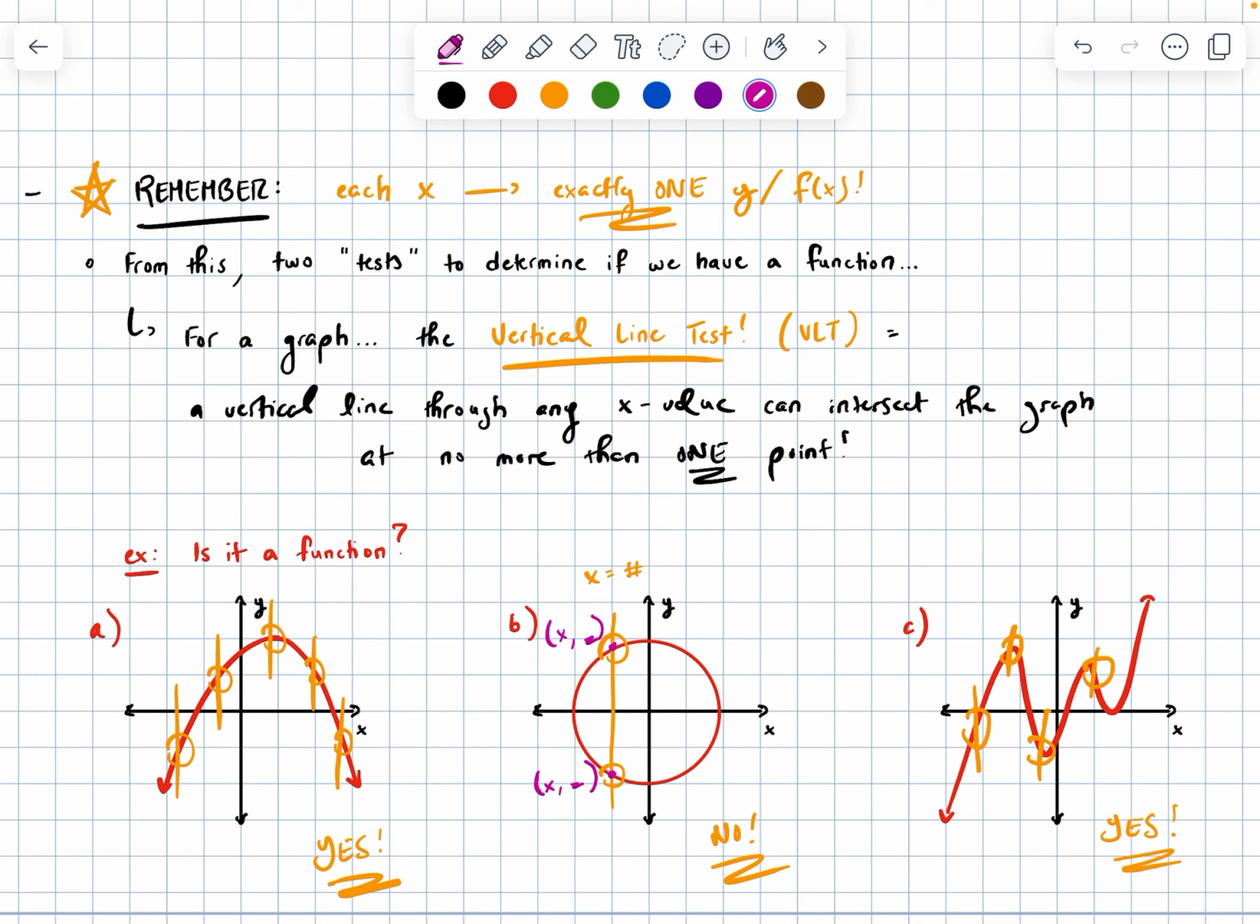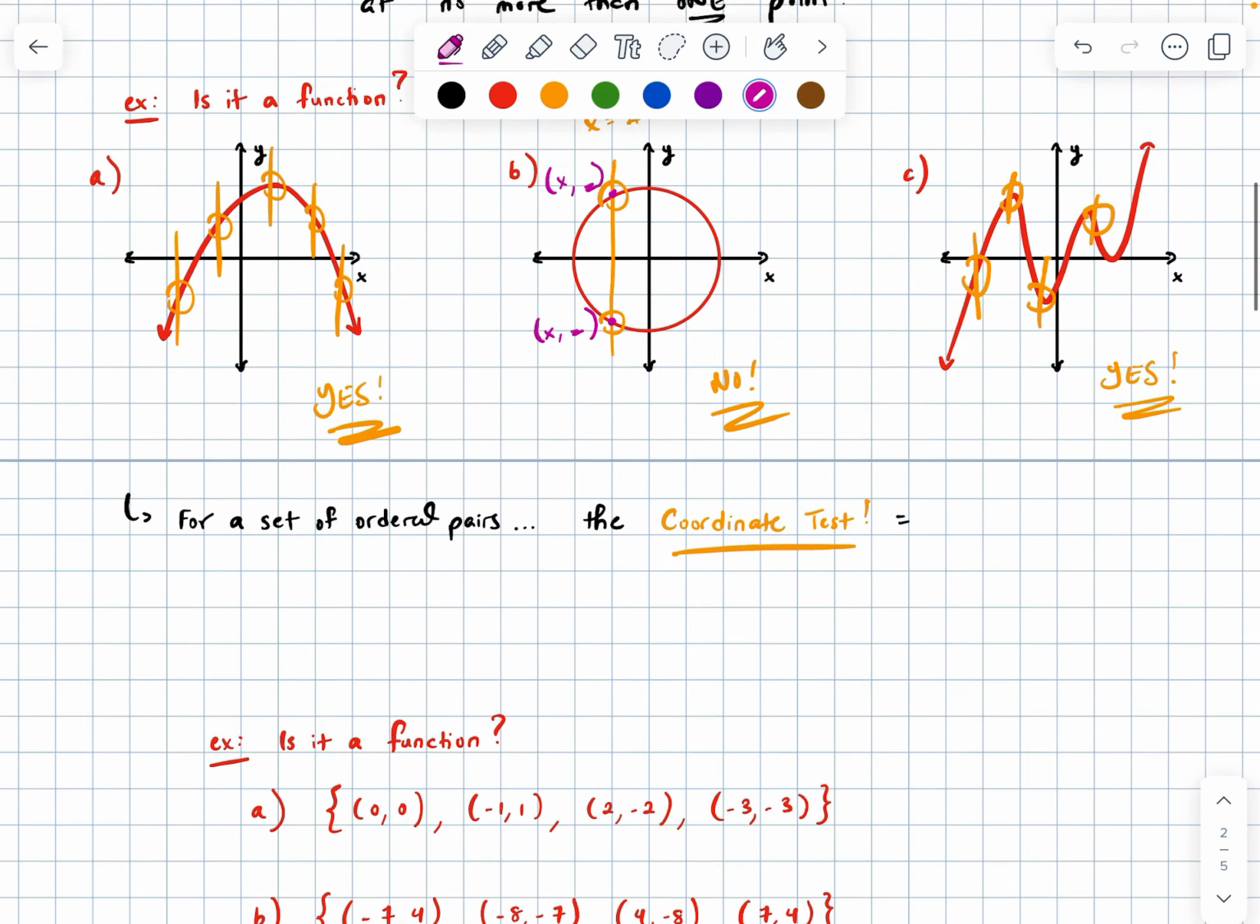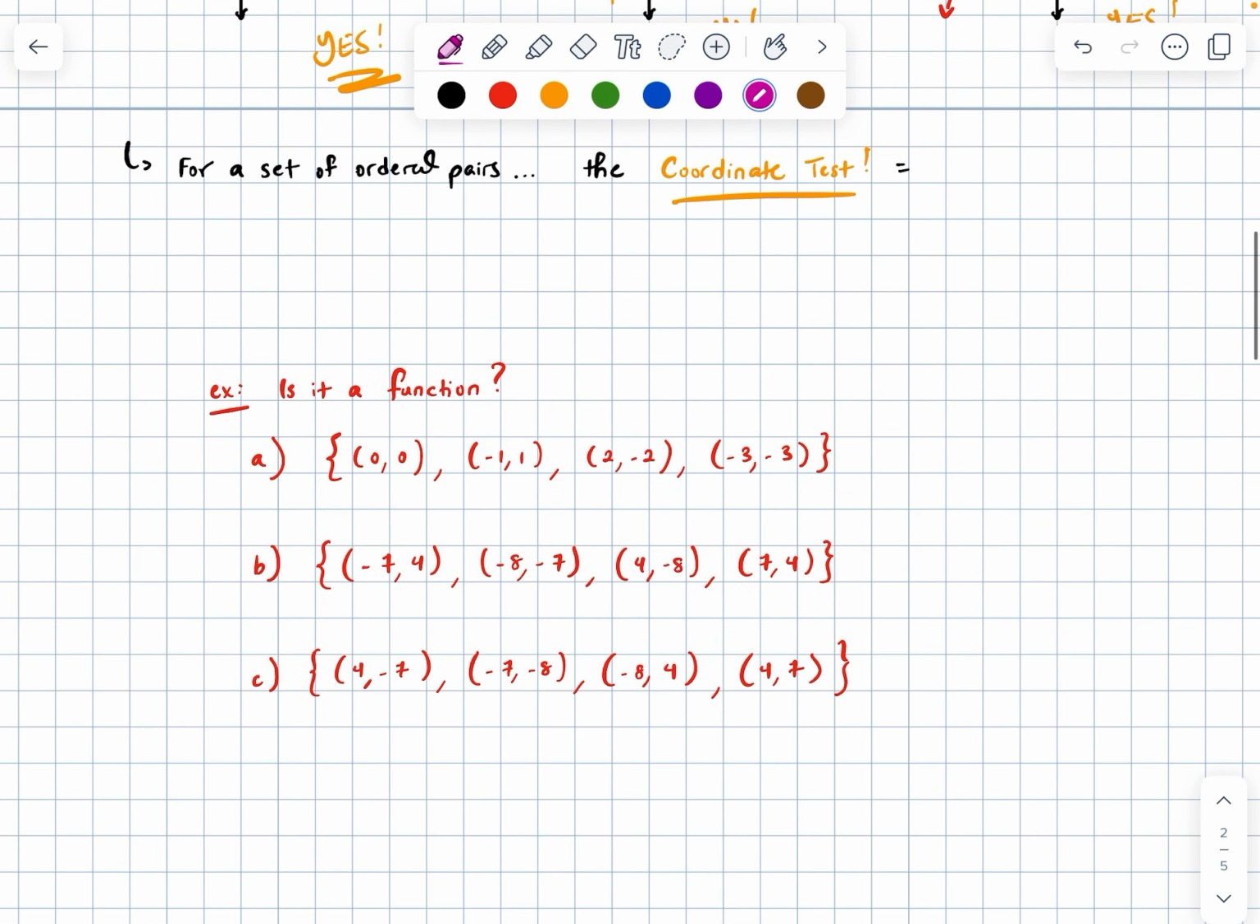Beautiful. But let's say that rather than given a graph, I'm just given a couple points. Well, the abstracted version of the vertical line test we call the coordinate test. Using that discussion from above, what do you think the coordinate test would tell me needs to be true about any collection of points if it's going to represent a function? Take a risk, take a chance. Tell me what you think. Go.